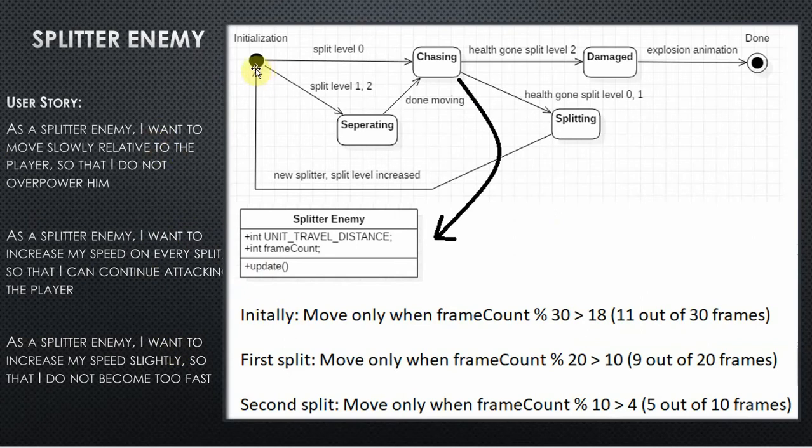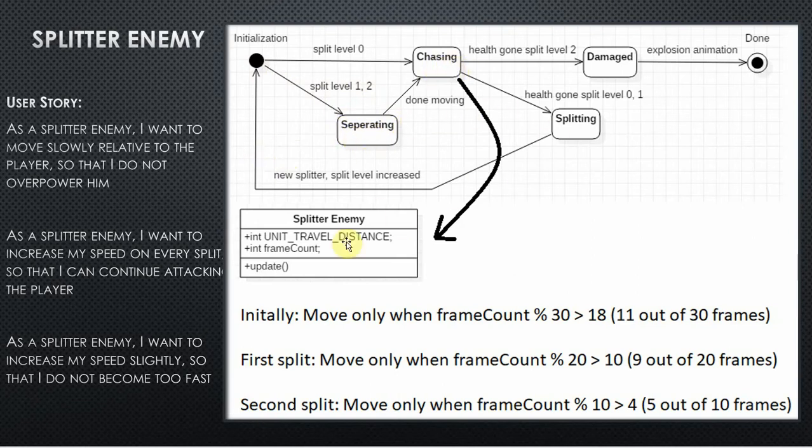Okay, so when we initialize here, we call this a split level 0, which means it has not split at all. If it's a split level 1 or 2, that means it's already split either once or twice. So after initialization, the splitter enemy goes into a chasing state. Once its health is gone and it's been split twice, it's damaged and it's done. Otherwise, if the health is gone and it's only one of the first 2 splits, then it goes into a splitting state where it creates a new splitter with an increased split level. That splitter then goes into a separating state where it moves apart from its brother, and then once it's done moving apart, it goes into its own chasing state.